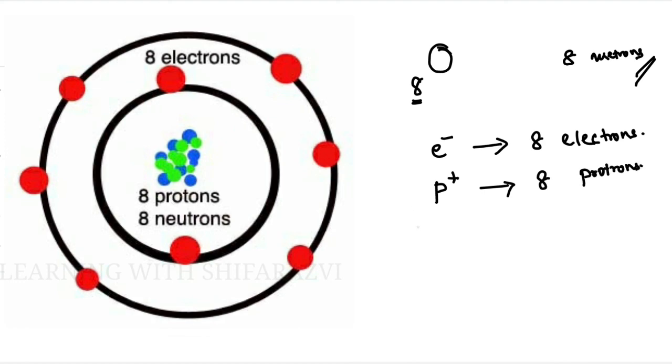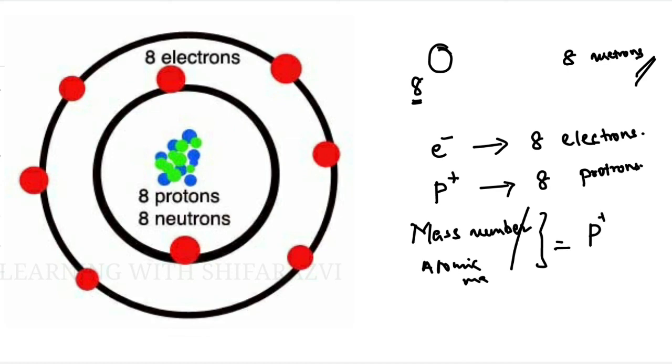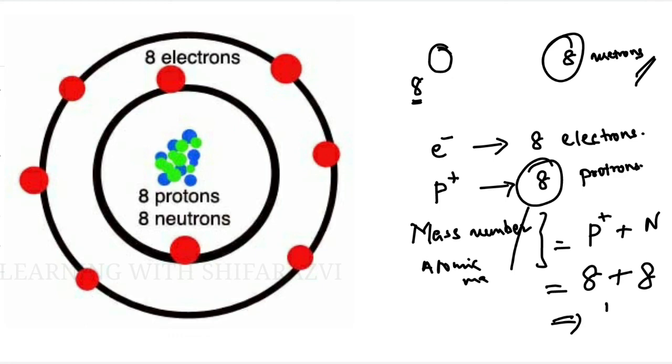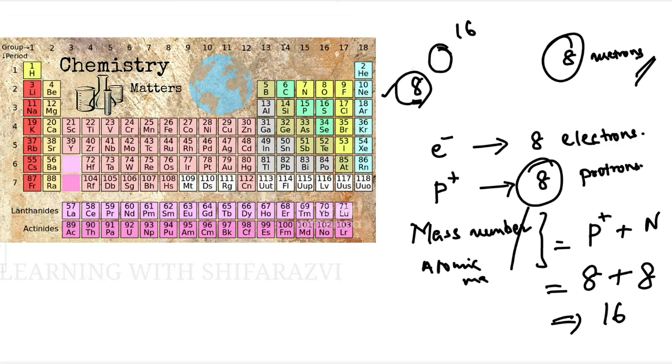So now, what will be the mass number or atomic mass of oxygen? That will be equal to the number of protons plus the number of neutrons. So what is the number of protons here? 8. What is the number of neutrons? 8. So the atomic mass of oxygen is 16. Now you can ask me, how do I find the atomic number of oxygen? This atomic number can be found in the periodic table of elements.